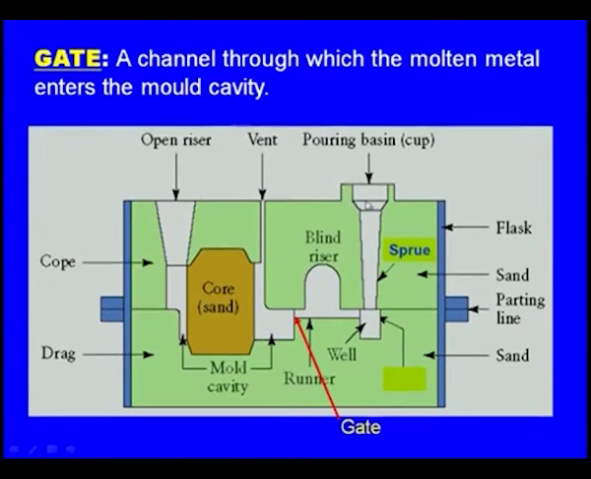Next, let us see the gate. Let us see the same cross section, and this is the pouring cup, and the molten metal is poured into the pouring cup, and it passes through the sprue and it passes through the runner, and here is the mould cavity, and between the mould cavity and the runner there is a small cross section which is the entrance to the molten metal. This entrance is known as the gate, a channel through which the molten metal enters the mould cavity. This is known as the gate.